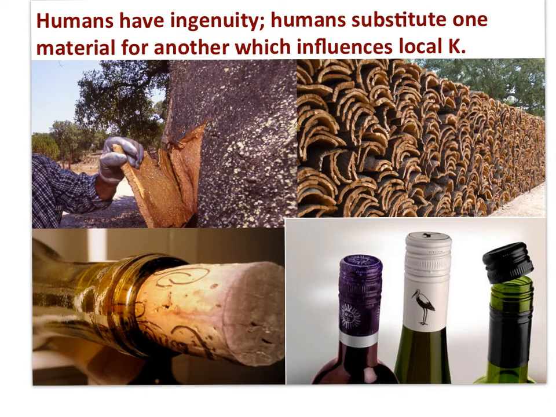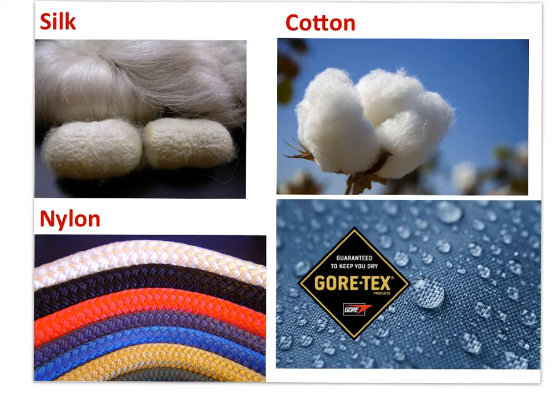The second factor that contributes to the uncertainty in knowing carrying capacity in local populations is that humans have ingenuity. Humans substitute one material for another, and this influences local carrying capacity. Humans have substituted aluminum screw-on caps for cork stoppers. In providing fabric, humans have substituted cotton for silk, nylon for cotton, and Gore-Tex for nylon.